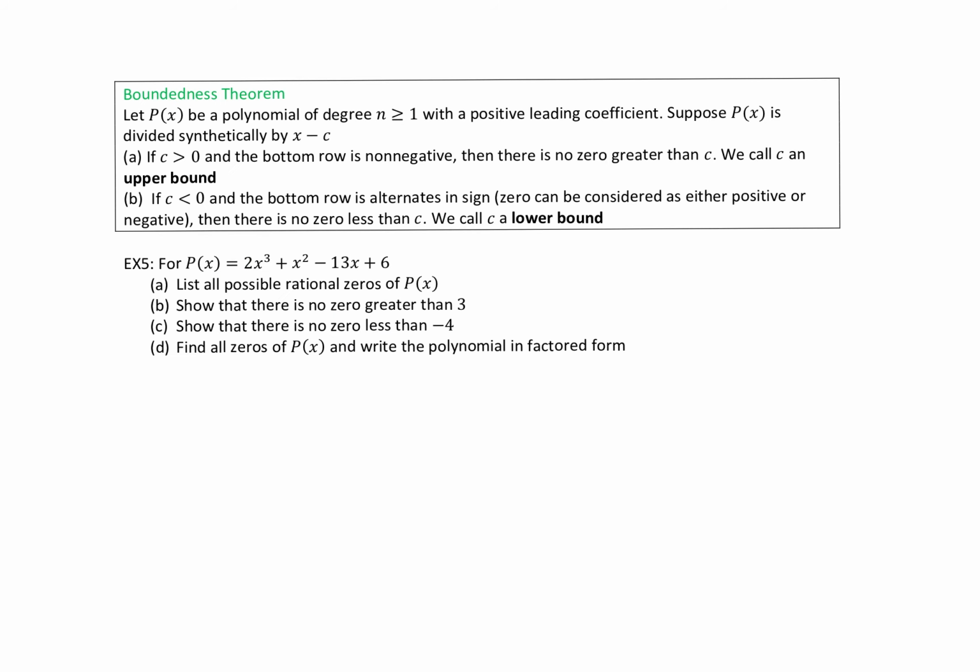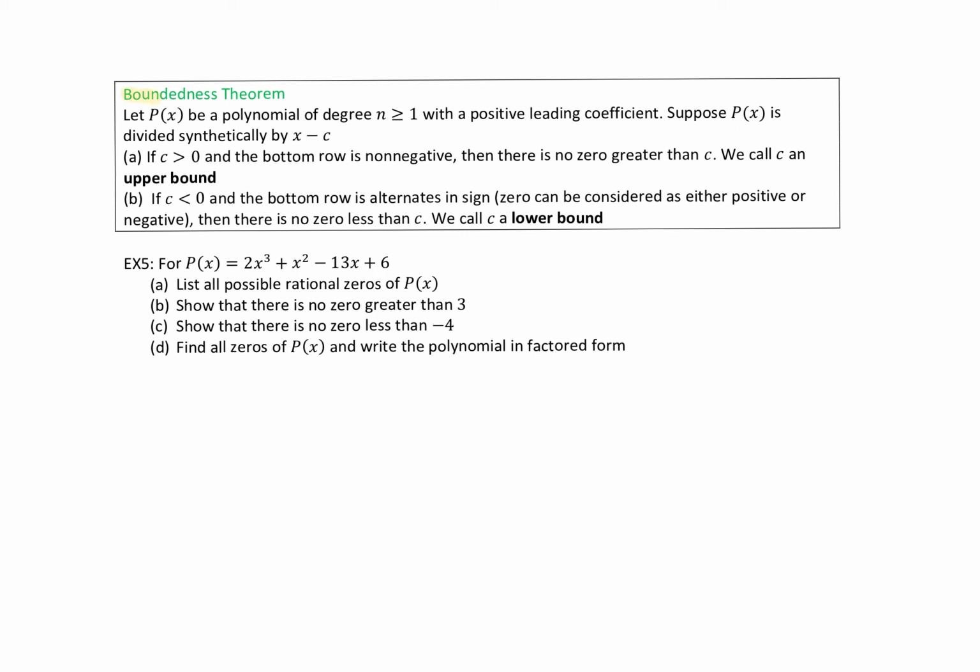The last thing we're going to do in this section is talk about the boundedness theorem. What the boundedness theorem allows us to do is further reduce the number of choices of the rational zeros, because that list was kind of long. If we can find a highest value and a lowest value, so that all of our zeros are bounded by those two values, then maybe we can reduce the number of choices we have with our rational zeros.